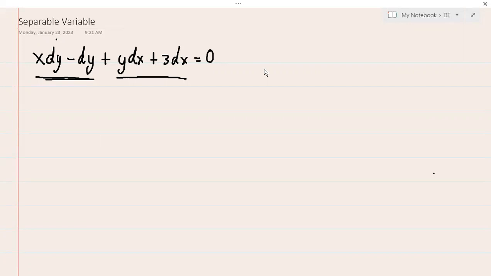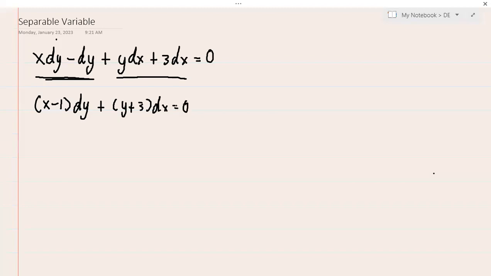Now, anong gagawin natin? Ang gagawin natin is we will factor them out. So, if I'm gonna factor out the first two terms, i-factor out ko dito si dy, since yan yung common factor nilang dalawa. So, we will have quantity x minus 1 times dy. Next, dito, i-factor ko rin si dx dyan sa last two terms, since yan yung common factor nila. So, we will have quantity y plus 3 times dx is equal to 0.